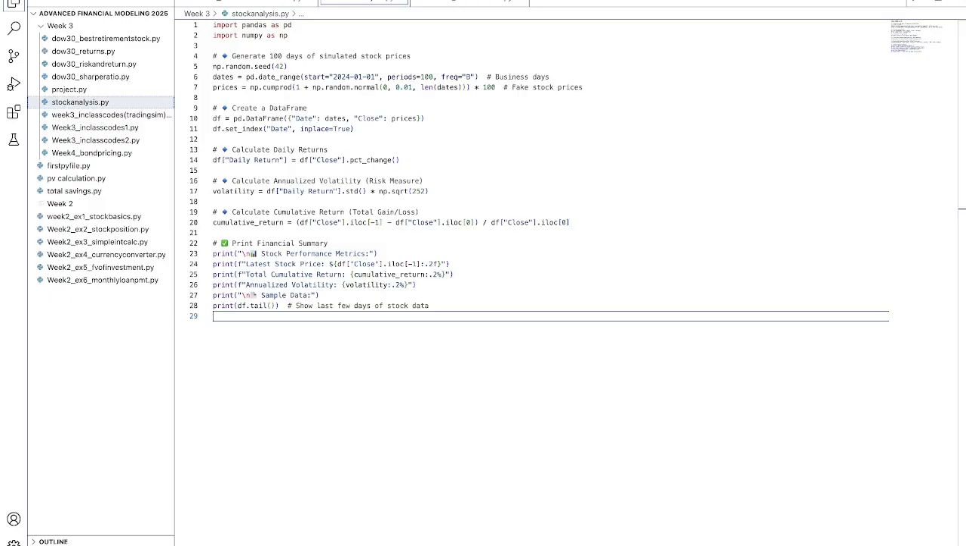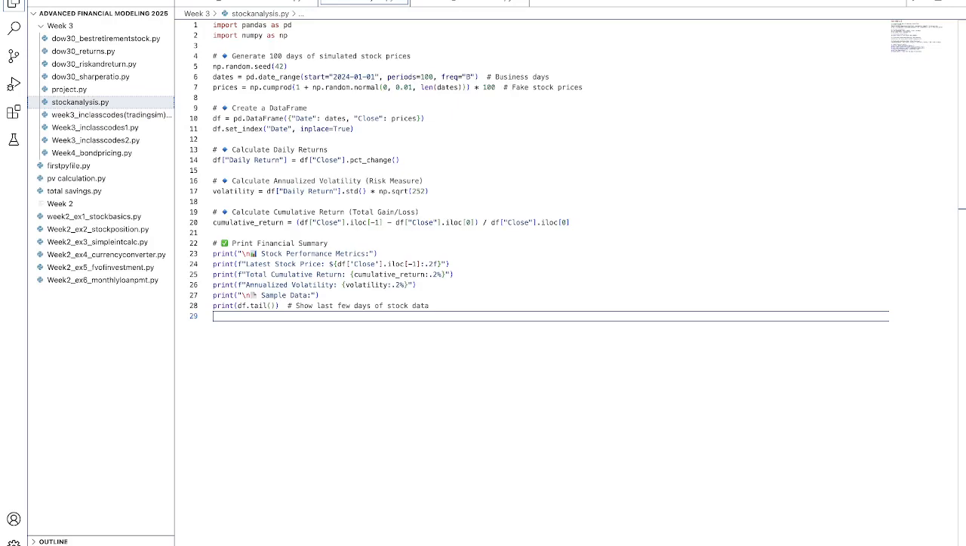So we're going to start out by importing the necessary libraries, which are Pandas and NumPy. Pandas is used for data management and financial calculations, and then NumPy is going to generate this random stock price and the movements to simulate some real world fluctuations.